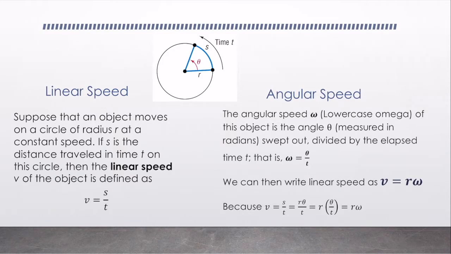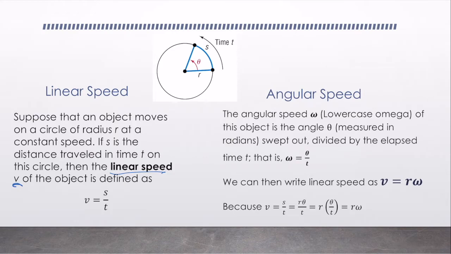We need to talk about two different types of speed, linear speed and angular speed. So let's suppose that an object moves on a circle of radius r at a constant speed. If s is the distance traveled, that's our arc length, in a time t on this circle, then our linear speed v is defined as s over t. So s is how far it's traveled in units, and t is our time.